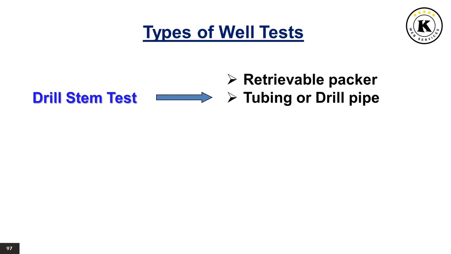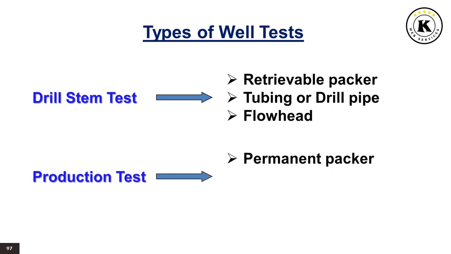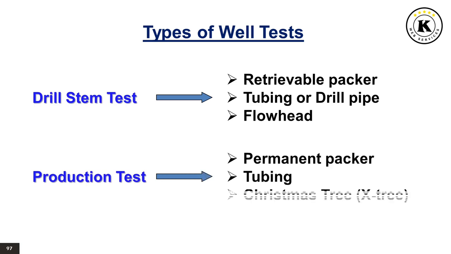When performing a drill stem test, DST, we use retrievable packer, tubing or drill pipe, and flowhead. On the other side, when performing a production test, the permanent completion packer will be used, as well as tubing and the Christmas tree.